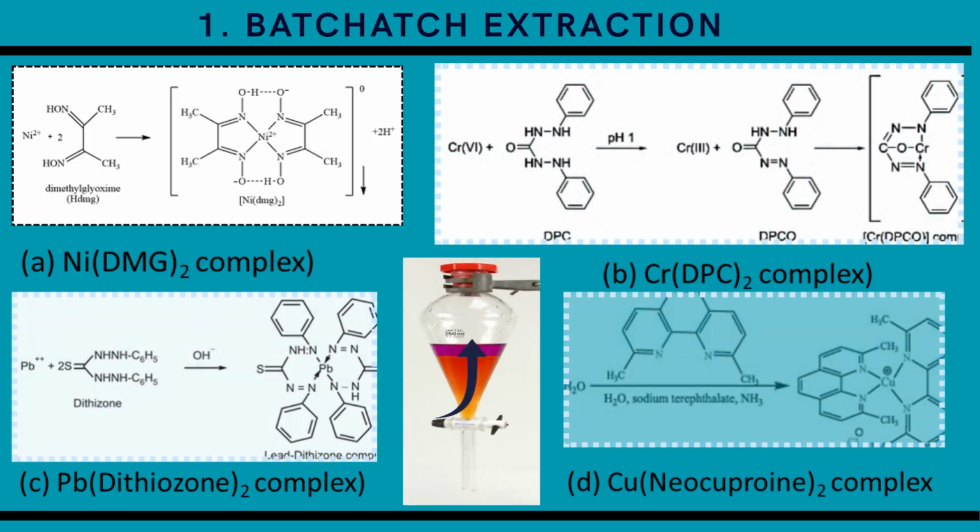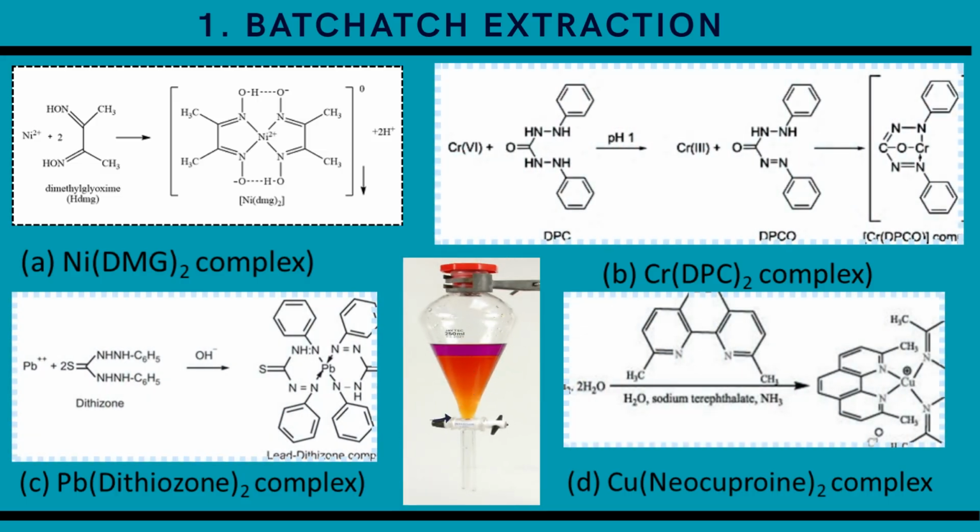See here the examples of batch extraction for separation of nickel, chromium, lead, and copper ions from sample solution. A. The image shows the formation of a complex of nickel with DMG, dimethylglyoxime, which is an organic reagent. B. The image shows the formation of a complex of chromium with diphenylcarbazide, DPC. C. The image shows the formation of a complex of lead ion with dithizone.